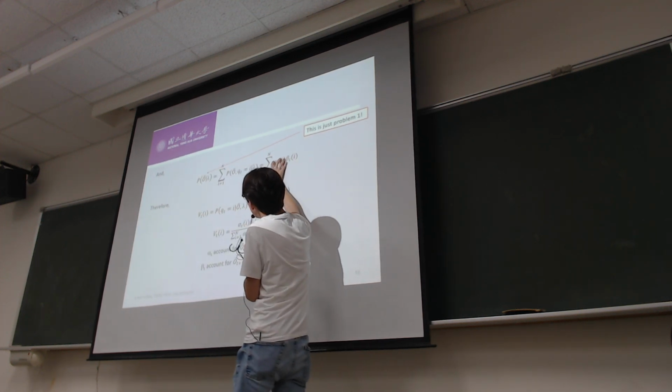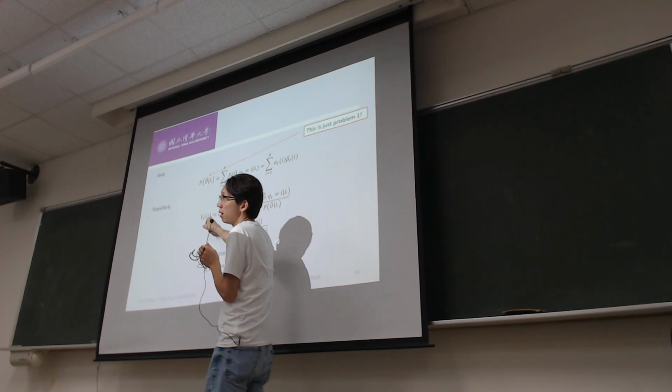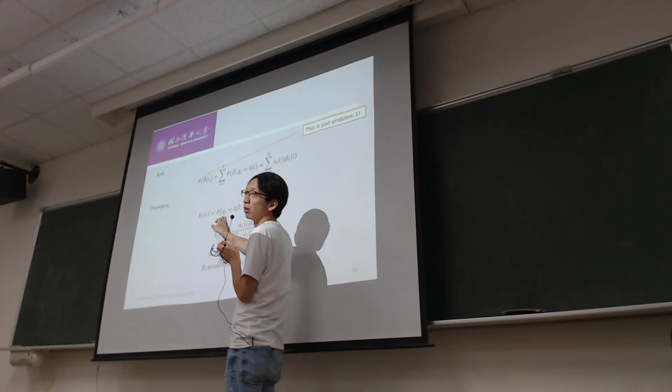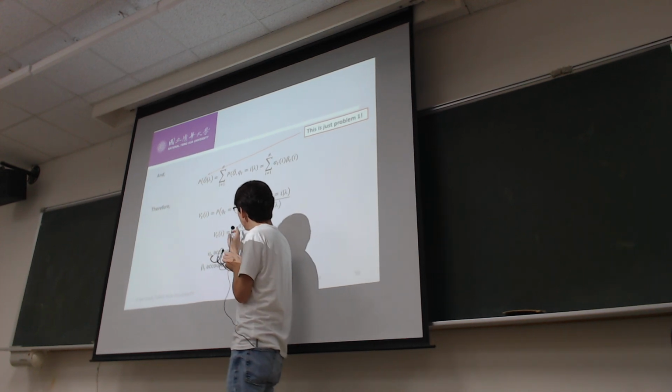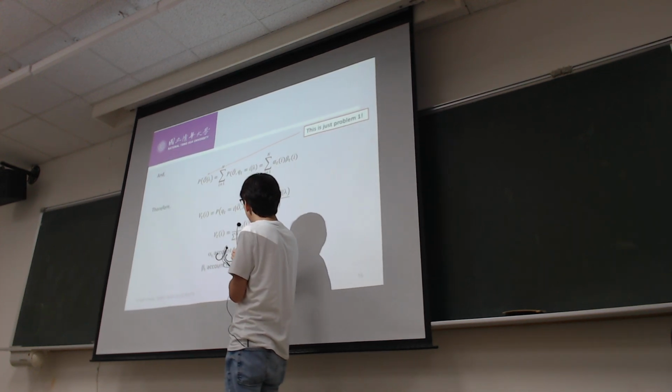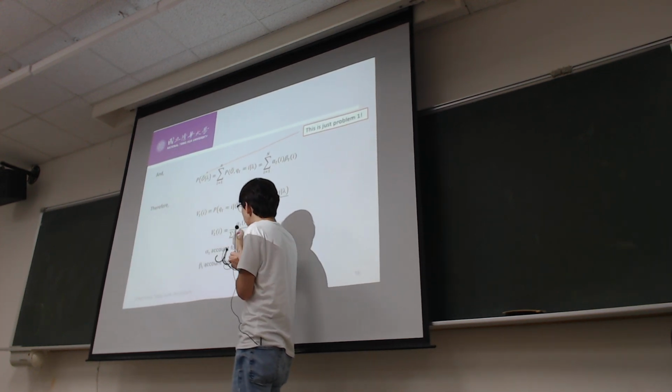Anyways, once you have this, v_t(i), the probability of being in state i at time t, is just this divided by this. So v_t(i) equals alpha_t(i) multiplied by beta_t(i), divided by the total sum.